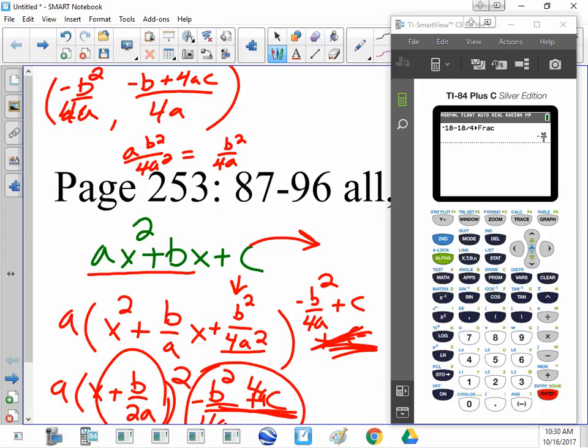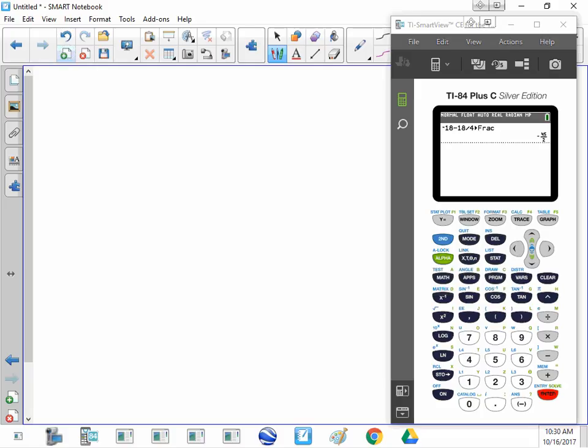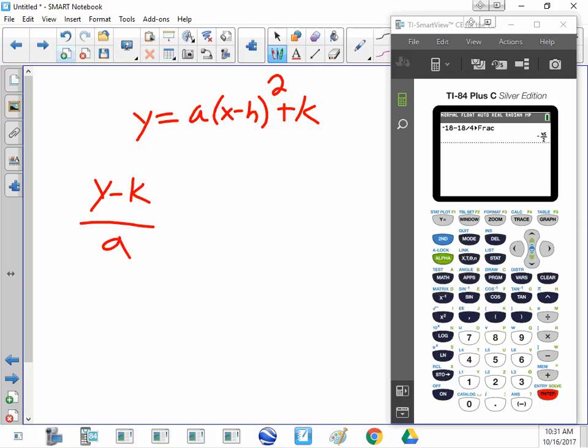Given the quadratic function a times x minus h squared plus k, determine the x and y intercepts in terms of a, h, and k. So this is actually pretty easy. y equals a times x minus h squared plus k. I just need to get x by itself. How do I get x by itself? Subtract the k, y minus k. Divide by a. Take the square root with the plus or minus. And then add h.